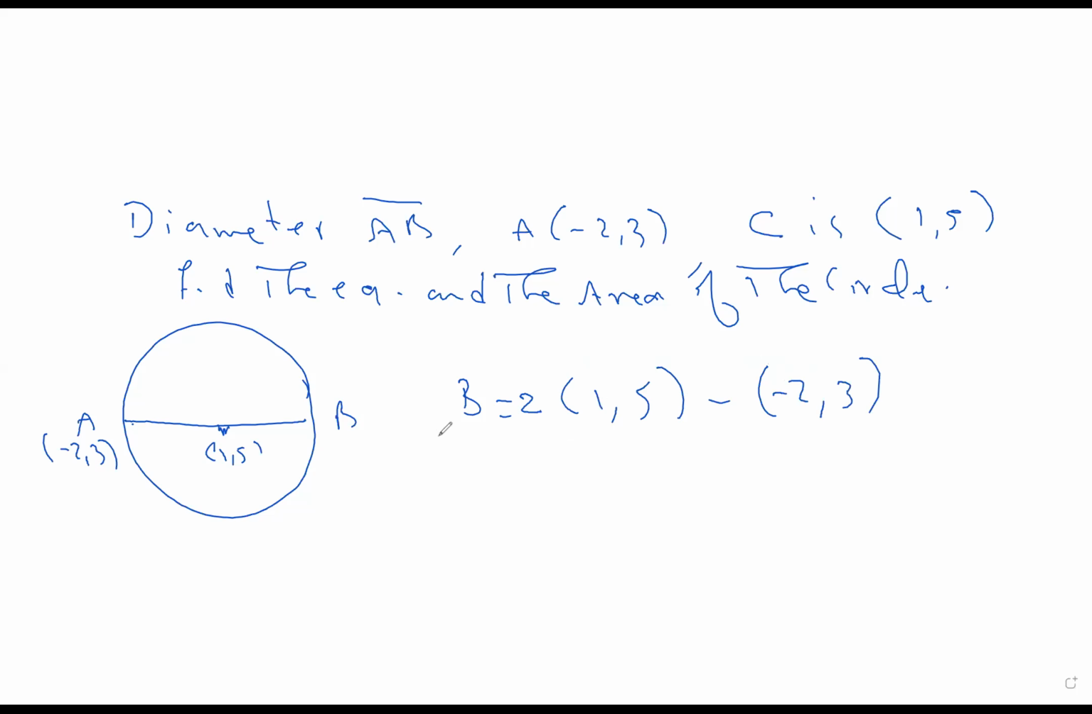Okay, so B will be 2 and 10 minus negative 2 and 3. It will be 4 and 7. So this is 4 and 7. And if you check your answer, negative 2 plus 4 over 2 gives 1, and 3 plus 7 over 2 gives 5. Okay, so this is the end point. So find the radius. What is the radius?